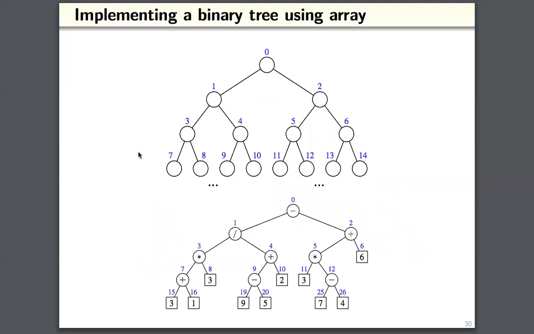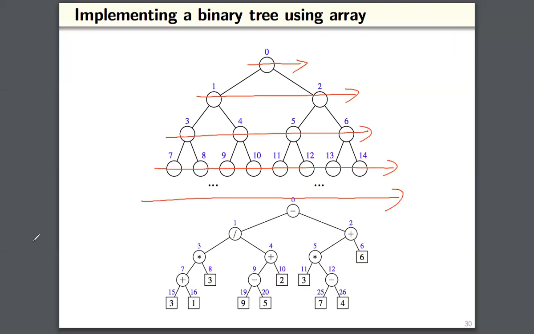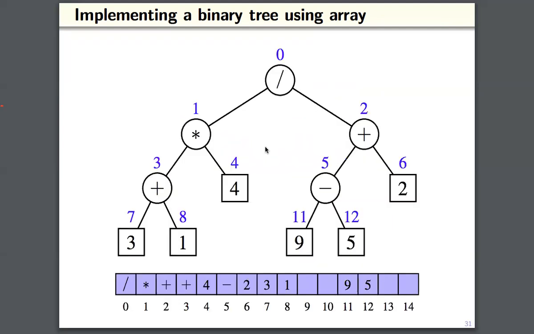The second way of implementing trees is using arrays. How do you implement a tree using arrays? Let's see. This is your binary tree, and these are the indices 0, 1, 2. Look at how we are giving the indices 0, 1, 2, 3, 4, 5, 6, 7 to 14. Suppose this is your arithmetic expression, and we gave our numbering. What is the meaning of this numbering? This is called level order numbering. Let's define it.